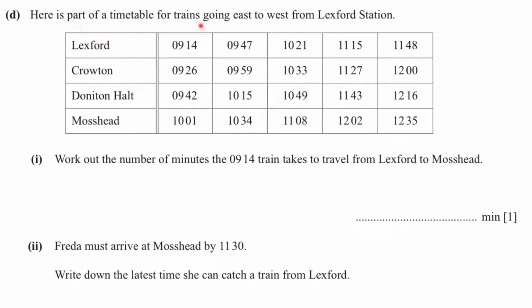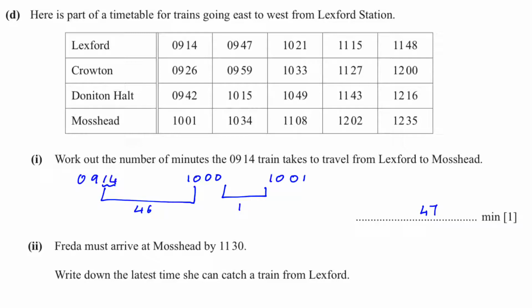Here is a part of a timetable for trains going east to west from Lexford station. Work out the number of minutes the 9:14 train takes to travel from Lexford to Moss Head. It leaves Lexford at 9:14 and it reaches at 10:01. So from 9:14 to 10 o'clock, how many minutes will it take? 46 minutes. You can do 60, subtract 14, you will get 46. And from 10 to 10:01 is 1 minute. Total 47 minutes. In my other videos, I have showed you how to use the calculator and find the time directly.